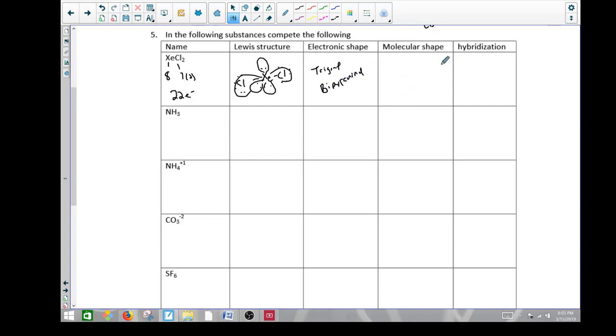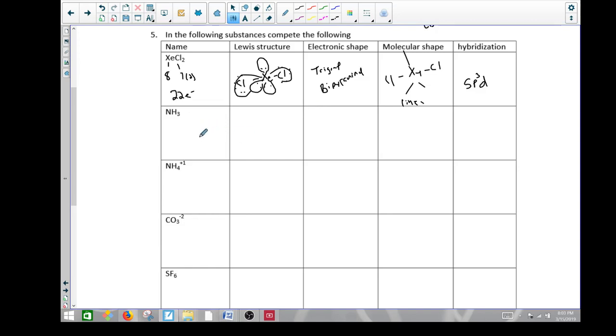Now the molecular shape is just the xenon with a chlorine and a chlorine. This one actually, I lost all 3 off the middle here. Its shape is just linear. Hybridization, sp3d. 3, 4, 5. 5 things off the center.